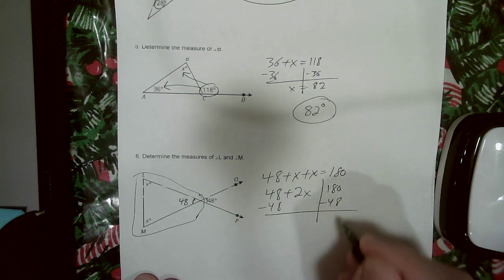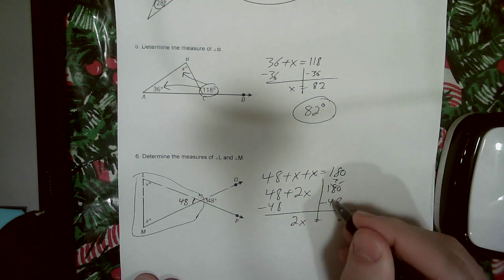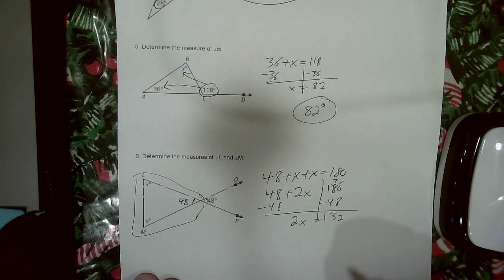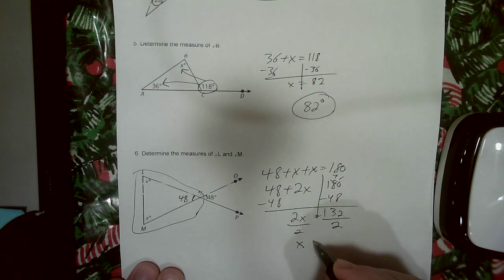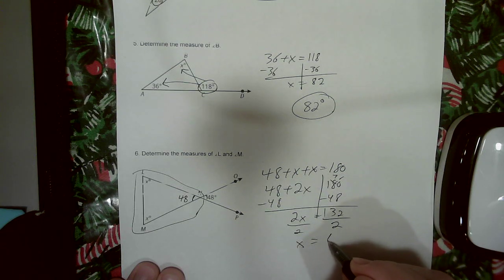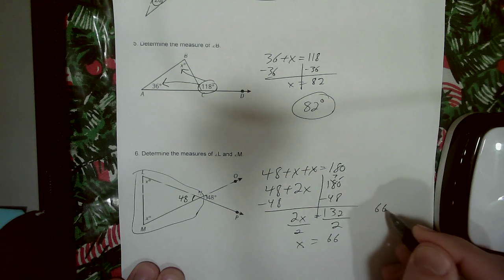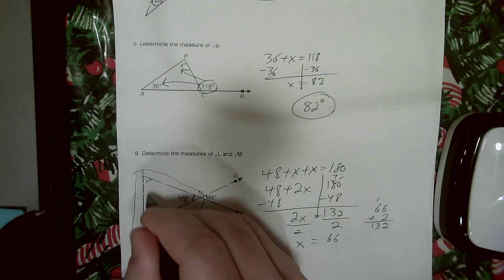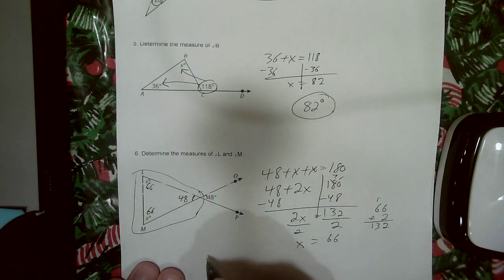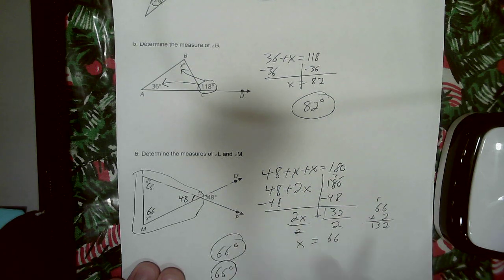Do my inverse operation to remove the constant. I get 2x is 132. Divide by 2. I'm going to end up with x equals 66. And let's check our work. 6 times 2 is 12. Seems good. So each of these is 66 because they're both only x. So 66 degrees is for each angle measure there.